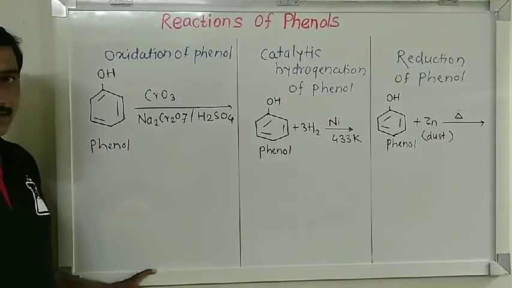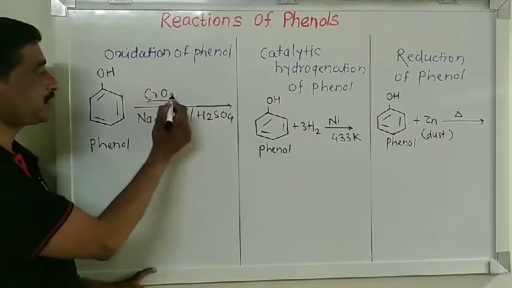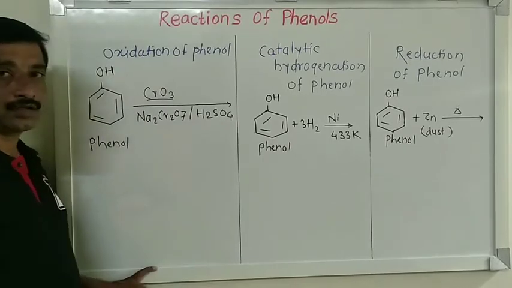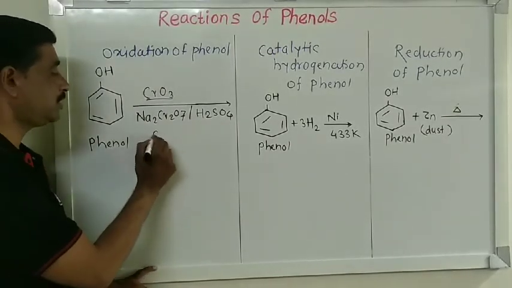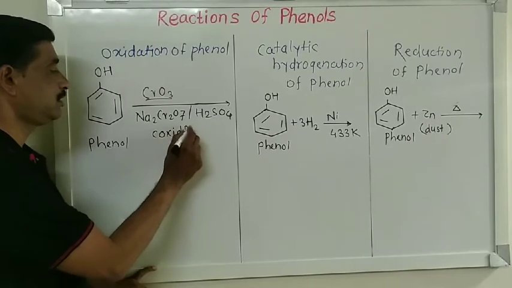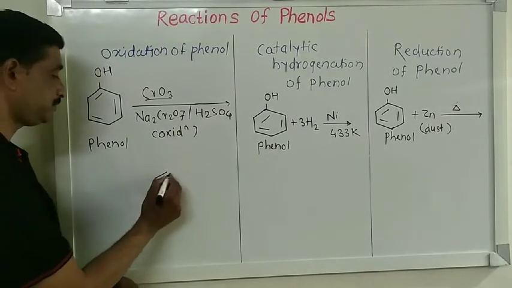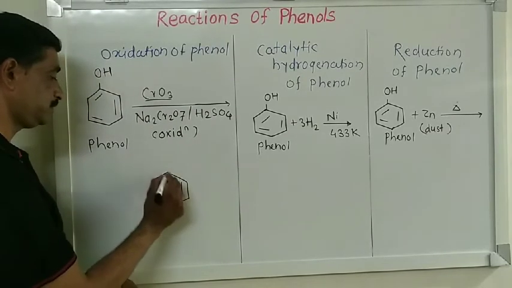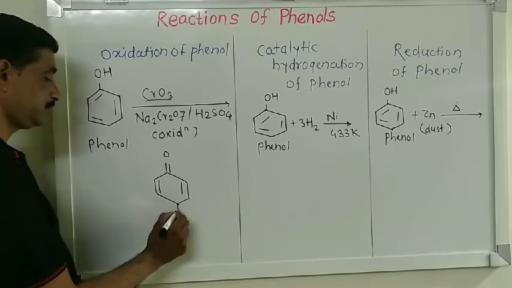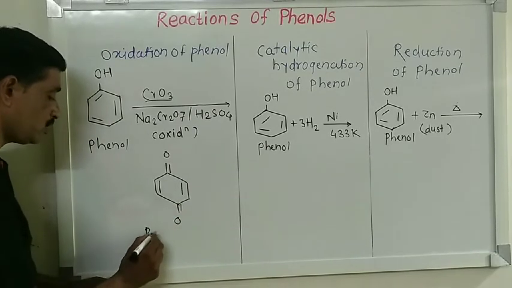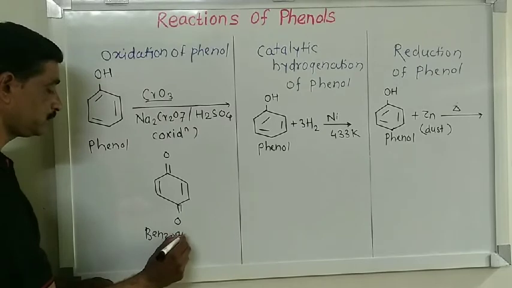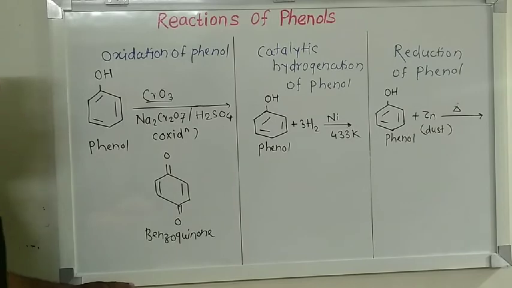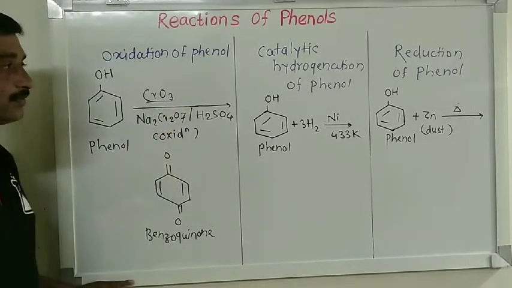When phenol is reacted with chromium anhydride CrO3 or mixture of sodium dichromate and sulfuric acid, then it undergoes oxidation and we get the compound that is benzoquinone. We get the compound benzoquinone, that is the oxidation of phenol.